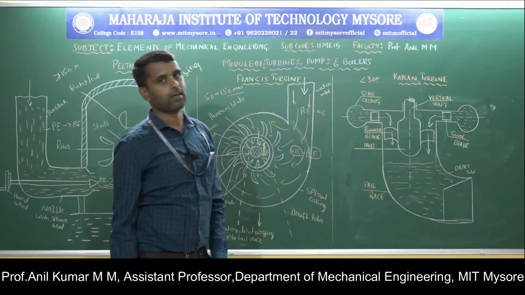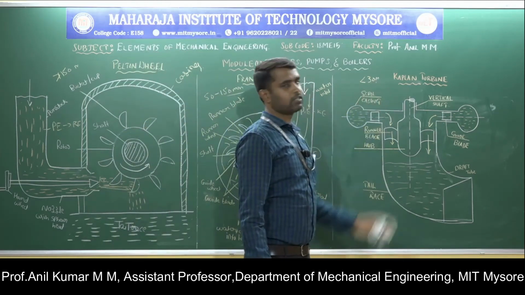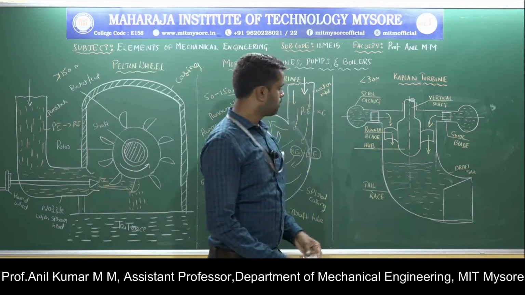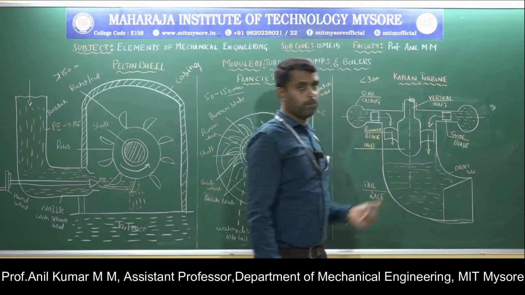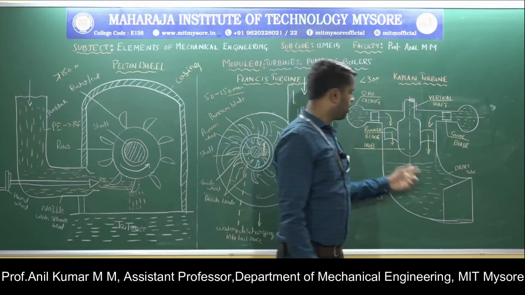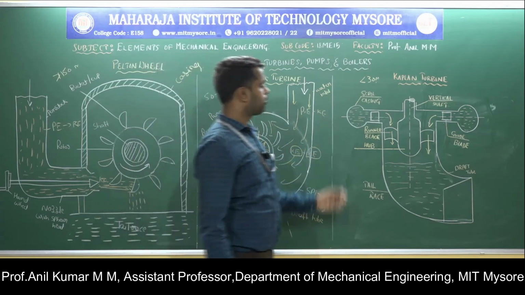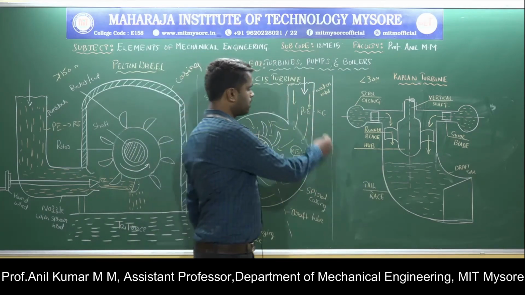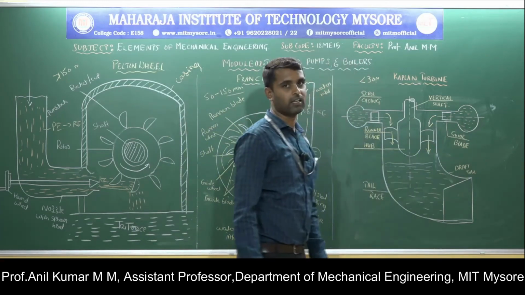So the Kaplan turbine is an axial flow low head reaction water turbine, and it consists of a spiral casing, runner blades and guide blades, and then the hub and the draft tube. These are the main components used in the Kaplan turbine. The spiral casing is a closed passage having gradually decreasing area.